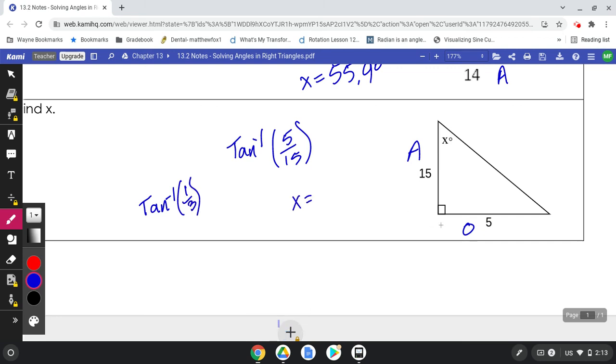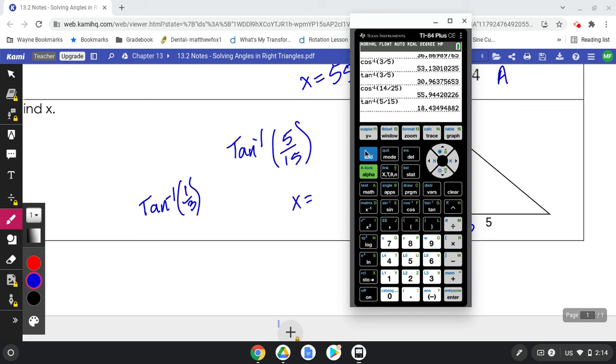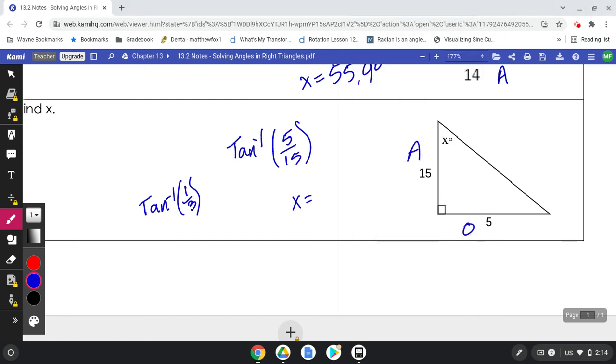Okay? So let me show you what I mean by that. If we do second tan of 5 divided by 15, hit enter, or second tan of 1 divided by 3, hit enter, see, either way, we get 18.4 degrees.